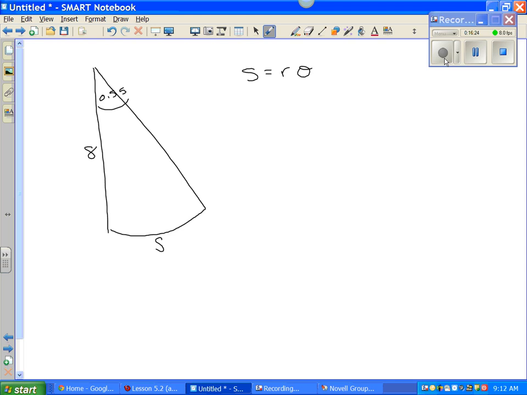0.55 radians. Very good. Okay. So we've got my picture all labeled. So now all I have to do is plug in. I don't know what S is. My radius was 8, and my angle of rotation was 0.55 radians.